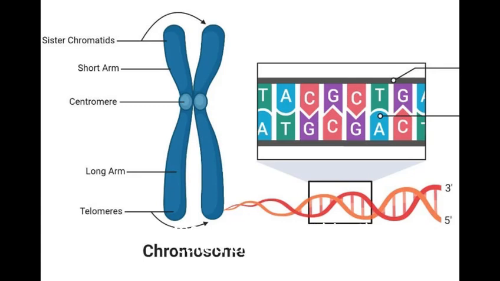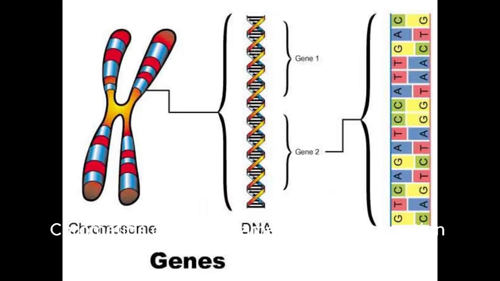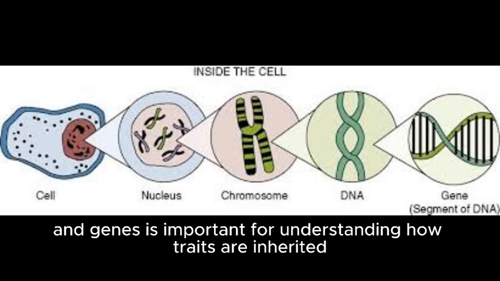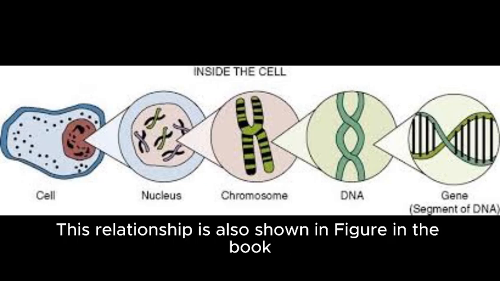A typical chromosome has two identical arms called chromatids, which are attached at a point called the centromere. Chromatids carry the same genetic information and are part of the chromosome's structure. The relationship between chromosomes, DNA, and genes is important for understanding how traits are inherited. This relationship is also shown in Figure 3.2 in the book.